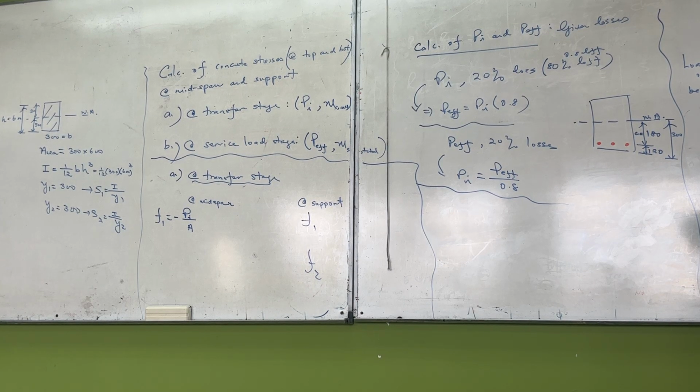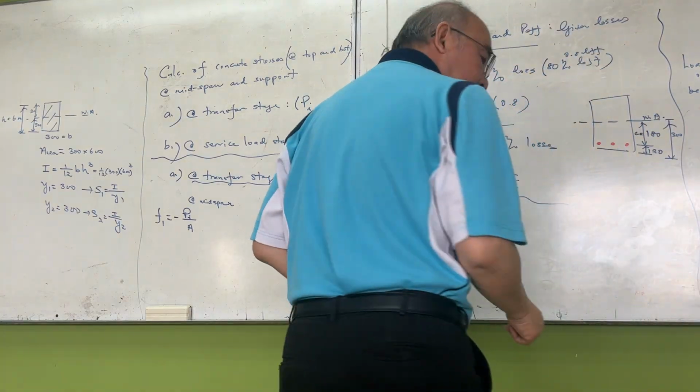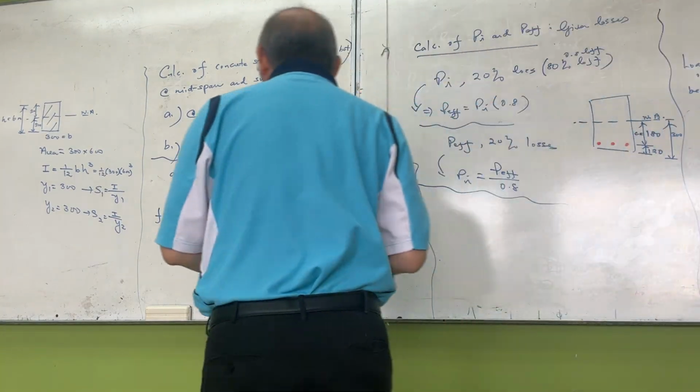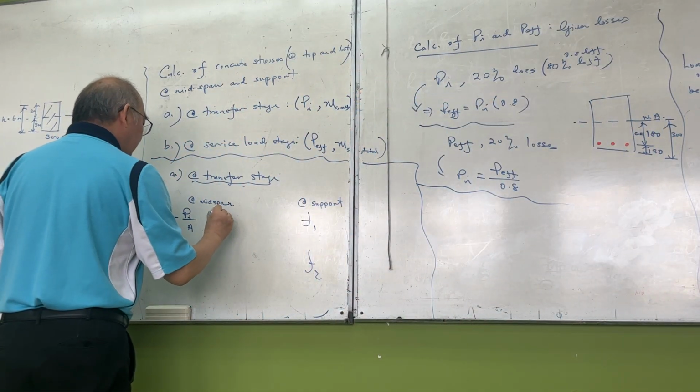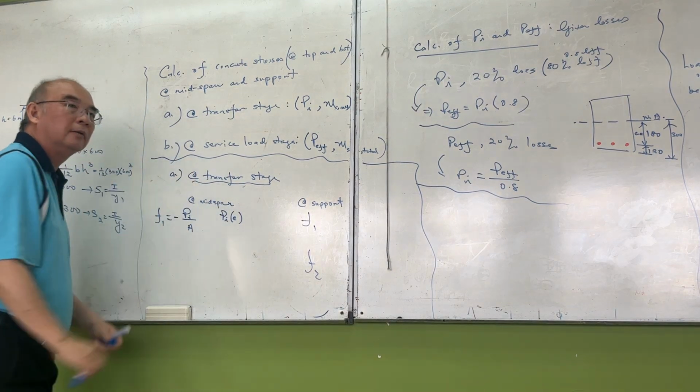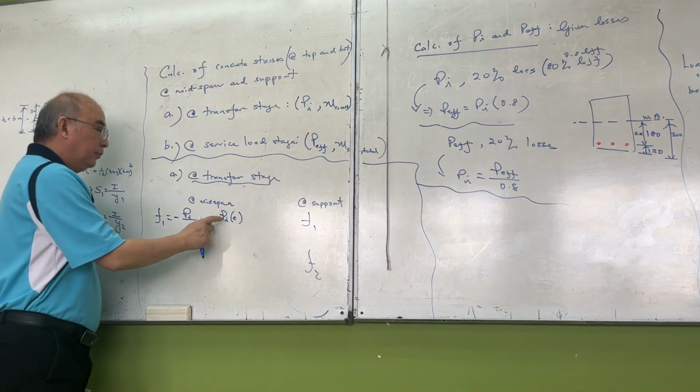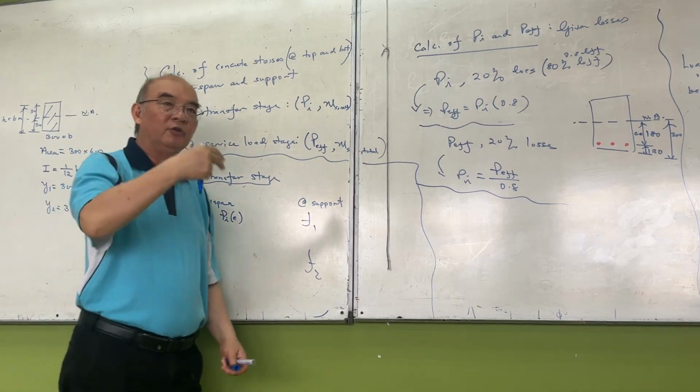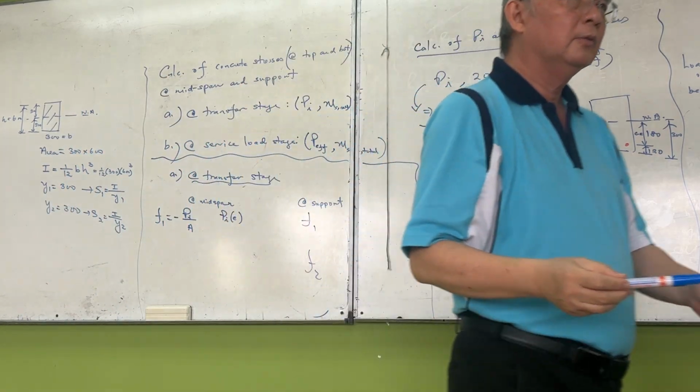If this thing is applied at a centroid, then this is a uniform compressive stress. But if it is applied offset, not only will you have a compressive stress, but it also has a bending moment. We call it the pre-stressing bending moment. And that pre-stressing bending moment is P multiplied by E: the pre-stressing force multiplied by the eccentricity.